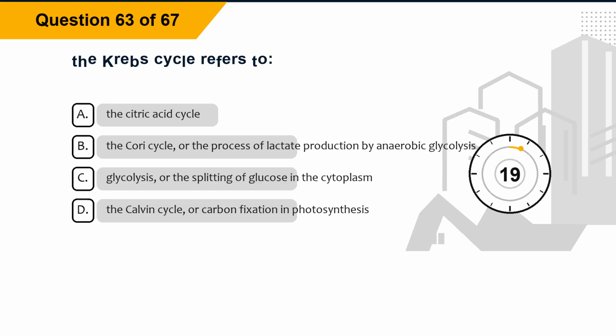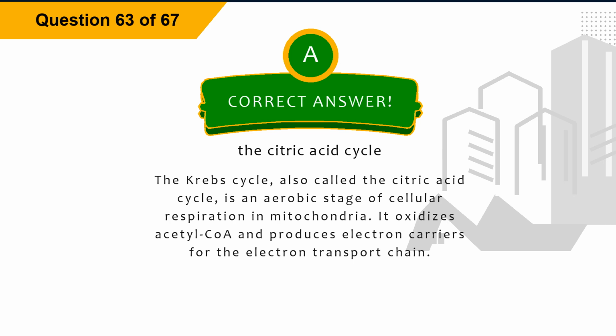Question 63. The Krebs cycle refers to option A, the citric acid cycle. Option B, the Cori cycle, or the process of lactate production by anaerobic glycolysis. Option C, glycolysis, or the splitting of glucose in the cytoplasm. Option D, the Calvin cycle, or carbon fixation and photosynthesis. The correct answer is option A, the citric acid cycle. Explanation: the Krebs cycle, also called the citric acid cycle, is an aerobic stage of cellular respiration in mitochondria. It oxidizes acetyl-CoA and produces electron carriers for the electron transport chain.